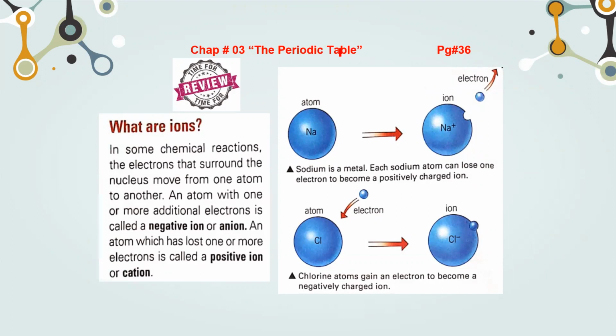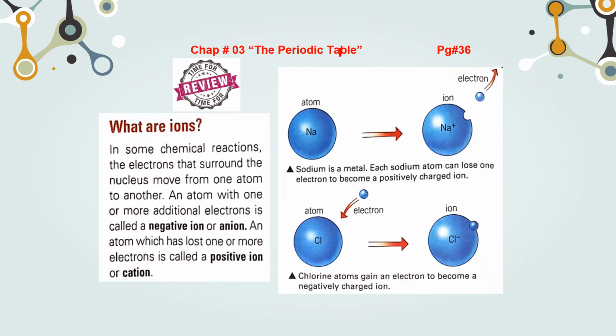Okay, so how are ions formed? In some chemical reactions, the electrons that surround the nucleus move from one atom to another. An atom with one or more additional electrons is called a negative ion, or anion. An atom which has lost one or more electrons is called a positive ion, and that is called a cation.